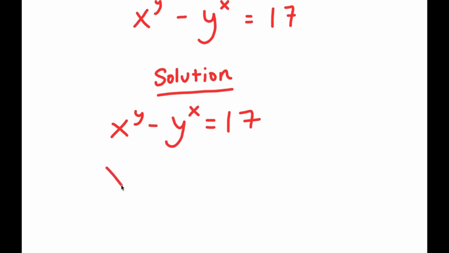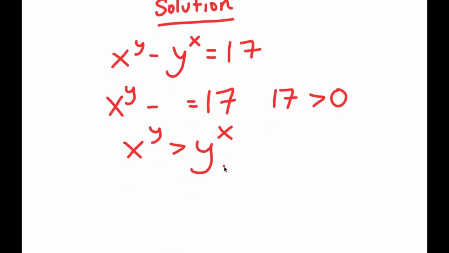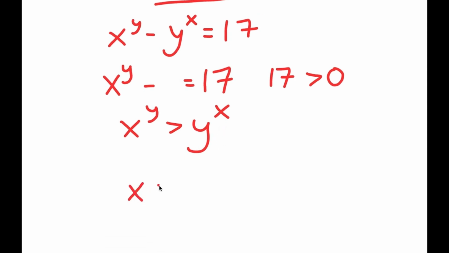Well, notice how we have x to the power of y minus something is equal to 17. And 17 is greater than 0, right? Meaning, x to the power of y is greater than y to the power of x. And this also must mean that x is greater than y, and y is greater than 0.